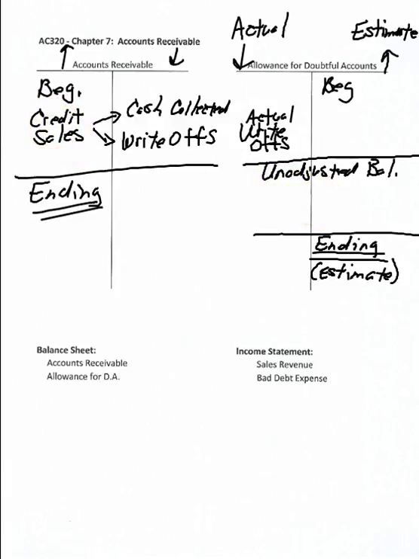At the end of the accounting period, we'll make an adjusting journal entry, right? Adjusting journal entries are made at the end of the accounting period for bad debt expense. So we will debit bad debt expense, I'm just going to abbreviate expense, EXP, and credit the allowance account for the estimated amount.